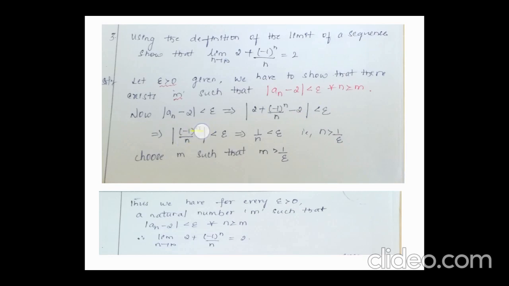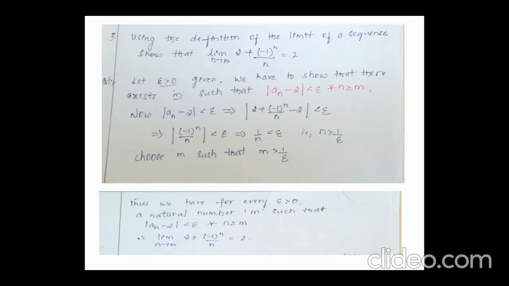Now the value of (minus 1) to the power of n will be either plus or minus 1. So under modulus it becomes positive 1. So the modulus of this value is nothing but 1 by n. So 1 by n is less than epsilon. That is, n is greater than 1 by epsilon. Now, we have to choose the value of m such that m is greater than 1 by epsilon. Why? Because n is greater than or equal to m. Since n is greater than 1 by epsilon, your m value must also be greater than 1 by epsilon.